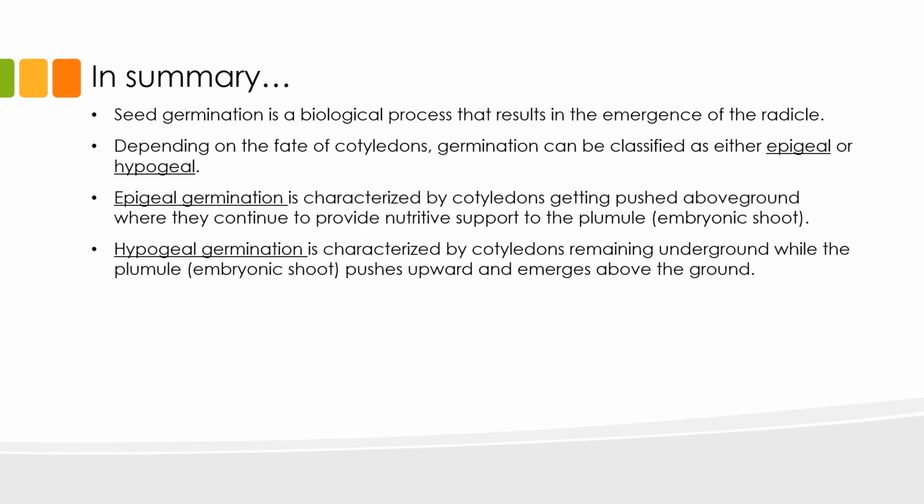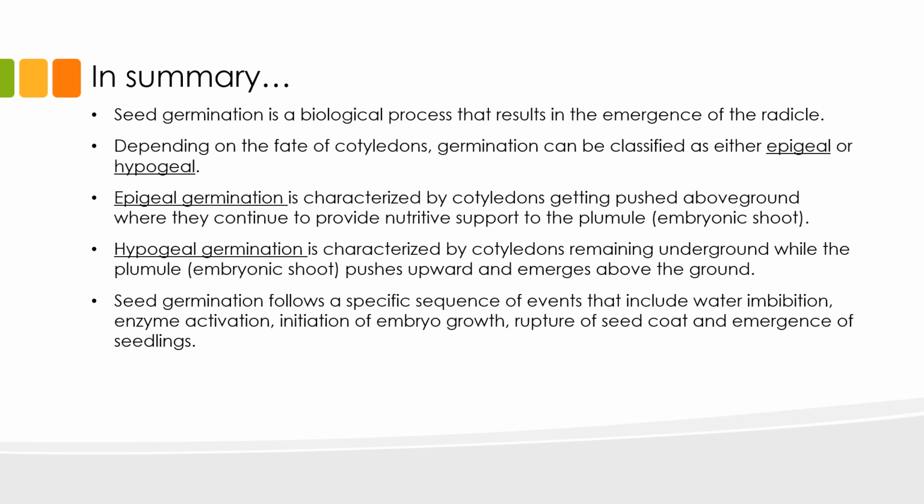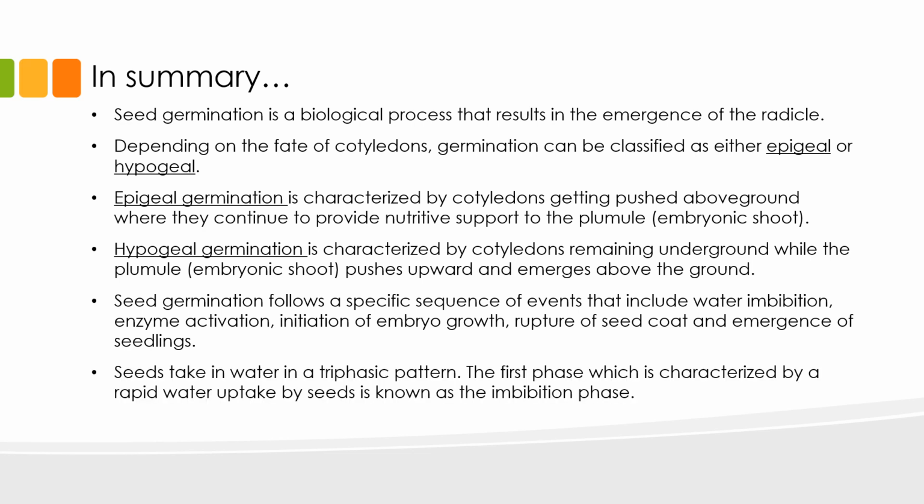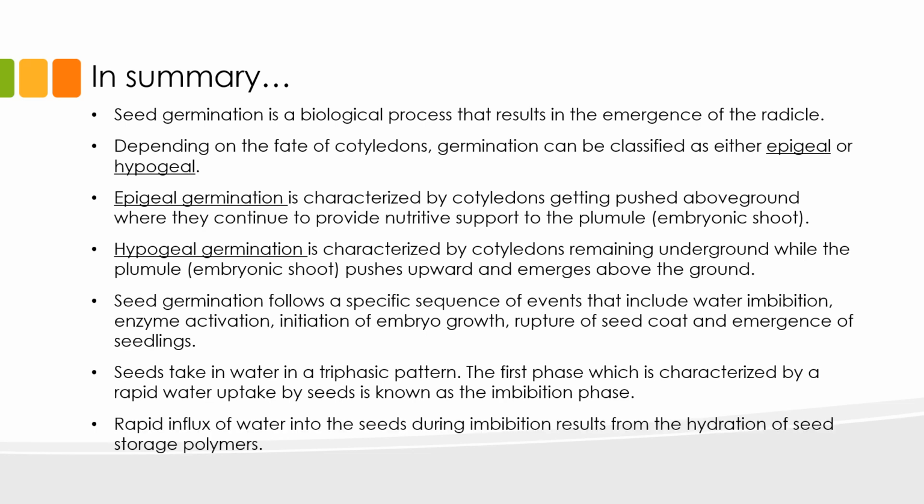above the ground. Seed germination follows a specific sequence of events, beginning with water imbibition, followed by enzyme activation, initiation of embryo growth, rupture of seed coat, and emergence of seedlings. Seeds take in water in a triphasic pattern. The first phase, which is characterized by a rapid water uptake by the seeds, is known as the imbibition phase. The rapid influx of water into the seeds during imbibition is a result of the hydration of seed storage polymers.